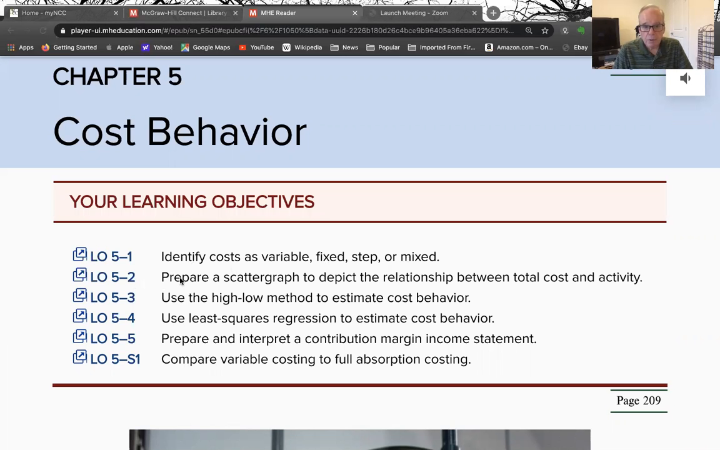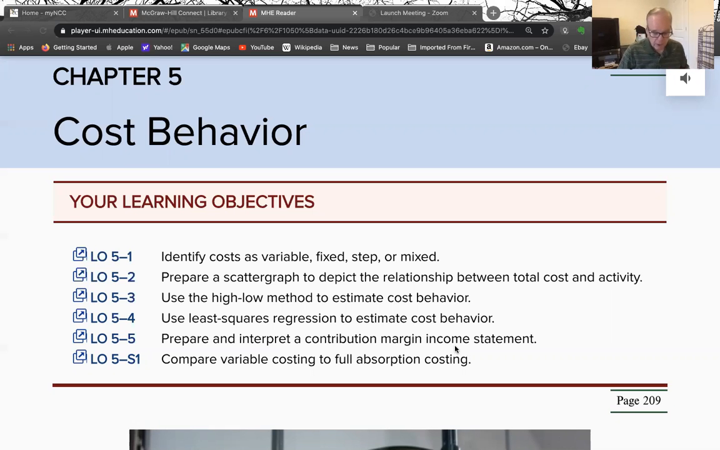We're not going to do number 2. Number 3, use the high-low method to estimate cost behavior. This deals with mixed cost. A mixed cost is one that is part variable and part fixed. Well, how do we determine how much of it's variable and how much is fixed? We use this thing called the high-low method to do that. We skip number 4. Number 5, prepare and interpret a contribution margin income statement.